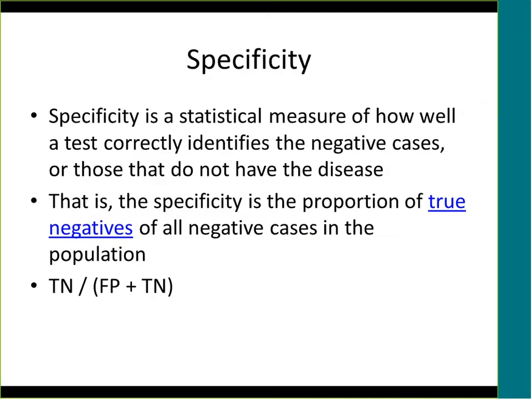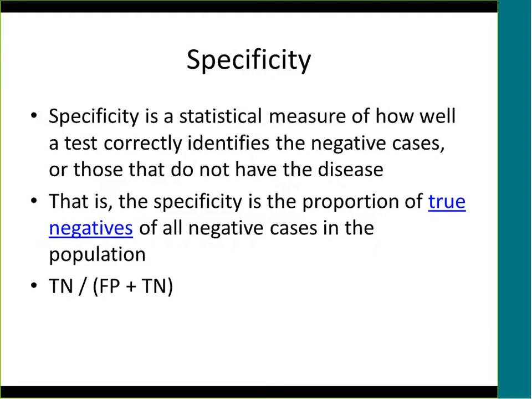So remember what specificity is. It's a statistical measure of how well a test correctly identifies the negative cases out of all of those that don't have the disease. It is the proportion of true negatives in all of the negative cases.